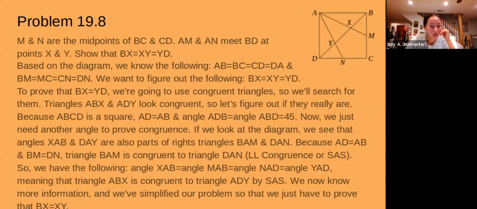If we look at the diagram, we see that angles XAB and DAY are also parts of right triangles BAM and DAN. Because AD is equal to AB and BM is equal to DN, triangle BAM is congruent to triangle DAN by leg-leg congruence or side angle side. So we have the following. Angle XAB is equal to angle MAB, which is equal to angle NAD, and finally angle YAD, meaning that triangle ABX is congruent to triangle ADY by SAS. We now know more information, and we've simplified our problem so that we just have to prove that BX is equal to XY.